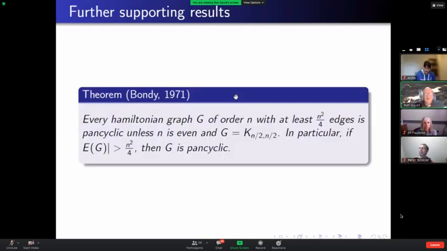But chorded is more likely to happen because of this. All right, Bondy also in '71 supported his meta-conjecture with another result that said every Hamiltonian graph of order n with at least n squared over 4 edges is pancyclic, unless n is even and G is the complete balanced bipartite graph. And in particular, if there are more than n squared over 4 edges, then it's pancyclic. But remember, you got to be Hamiltonian to start with.